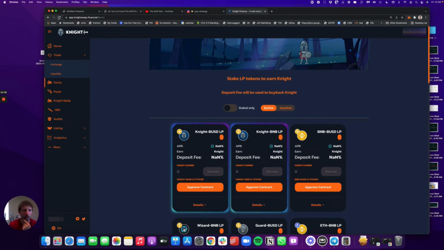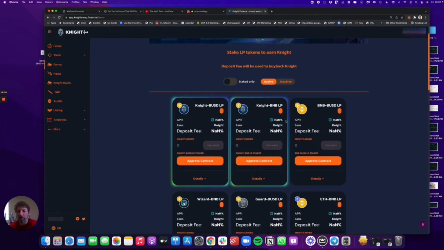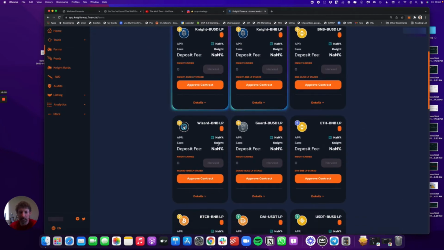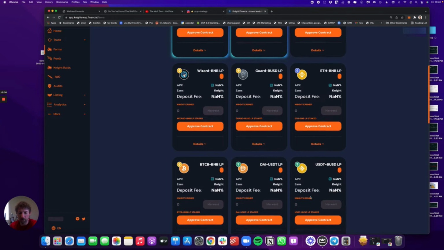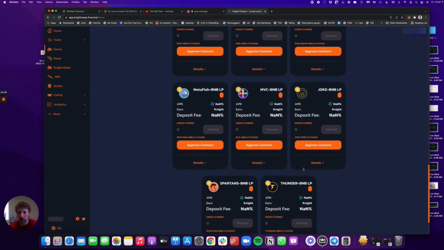Now, let me just refresh this page because sometimes it doesn't populate the numbers. But in a second, this page is going to populate, the joys of live recording and showing you a screen. And what will happen is all of these numbers will appear. And see, there's a whole lot of different pairs. So Night BUSD, Night BNB, BNB and BUSD together. You could pair those two together. Guard BUSD, and then a whole lot of others down here. And you can take your time, Wolfie BUSD, a whole lot of others down here.